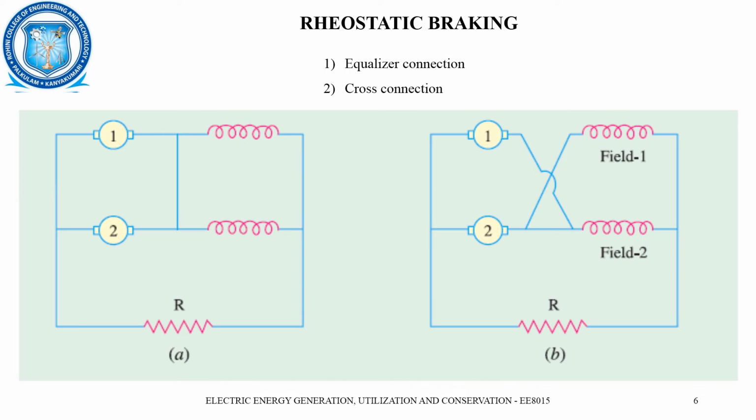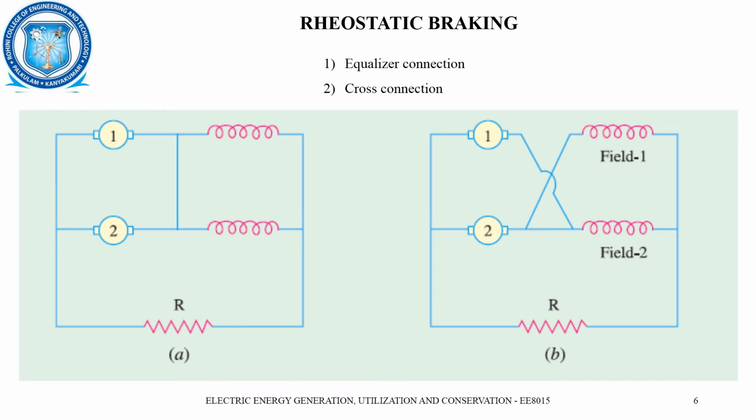Next is rheostatic braking. In rheostatic braking, we can see two different types of connections. One is the equalizer connection and the other is the cross connection. Here we can see the armature and the field winding. The first armature and the second armature are connected in parallel, as well as the field windings. In such a case, rheostatic braking depends purely upon the variation of the resistance value.